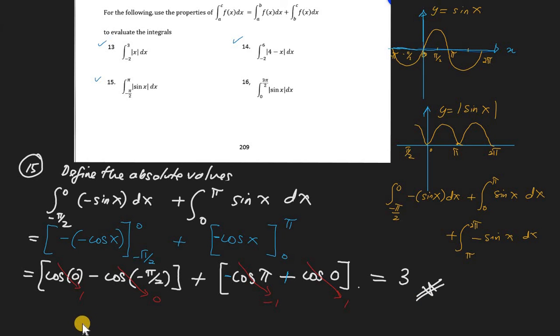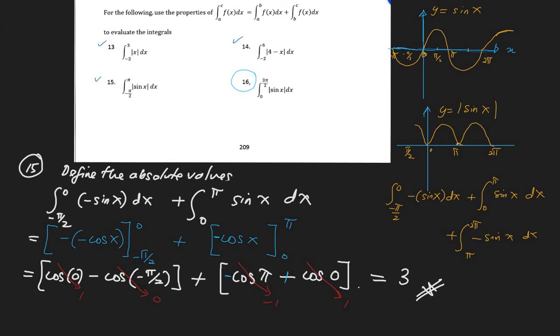So that is number 15. I'm going to leave question number 16 for you to do. A similar function, but now this is more than pi. So this is 3 on 2 pi. So what happened for this graph? This is 2 pi. So you extend it further until you get 3 on 2 pi. So do it by yourself.